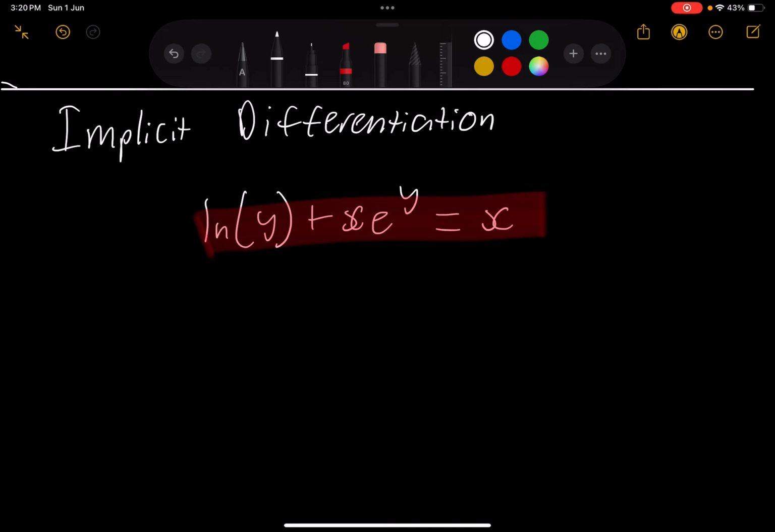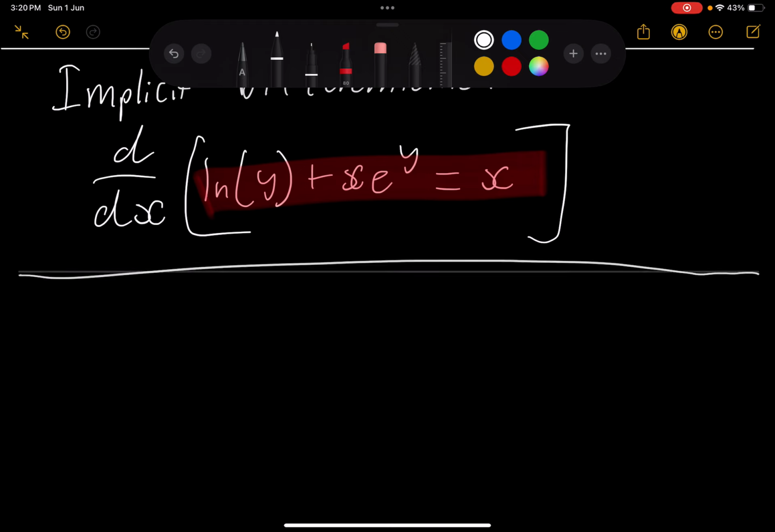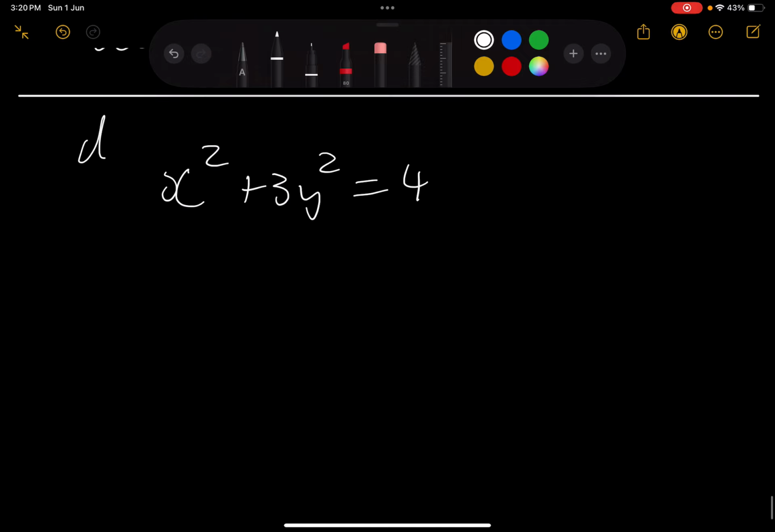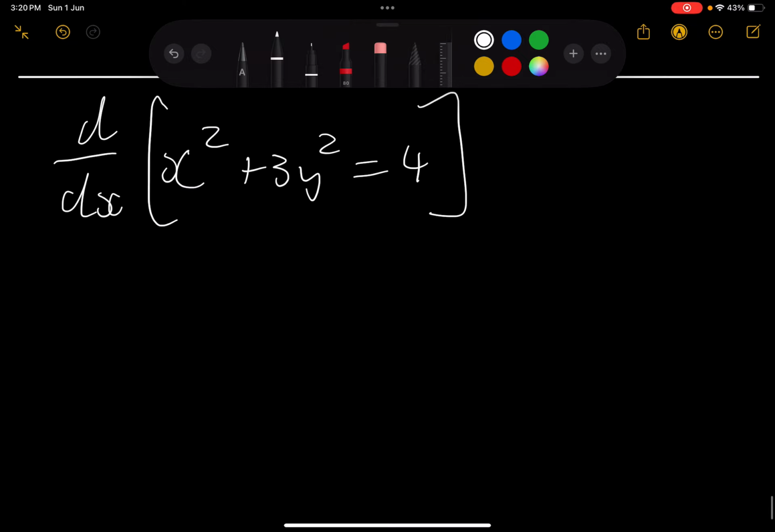So in implicit differentiation, we take the whole equation and derive it with respect to x. Let's start off with an easier example and show you how that's done. So x squared plus 3y squared equals 4, and we're taking this derivative with respect to x. Let's start off with the x squared term here. The derivative of x squared is simply 2x, and I'm sure you know how to do that.